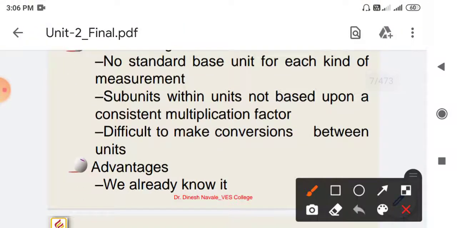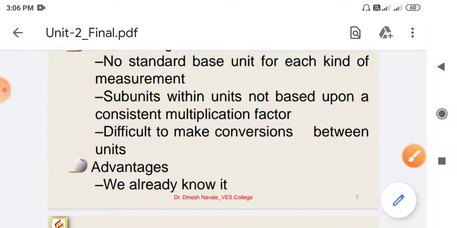In order to convert, we have to use rigorous multiplication factors. So it makes the interconversion between various units difficult. We need to remember the multiplication parameters for each different unit.